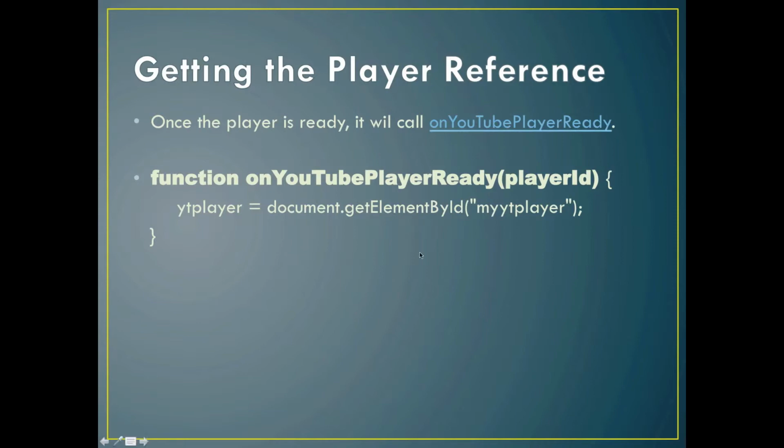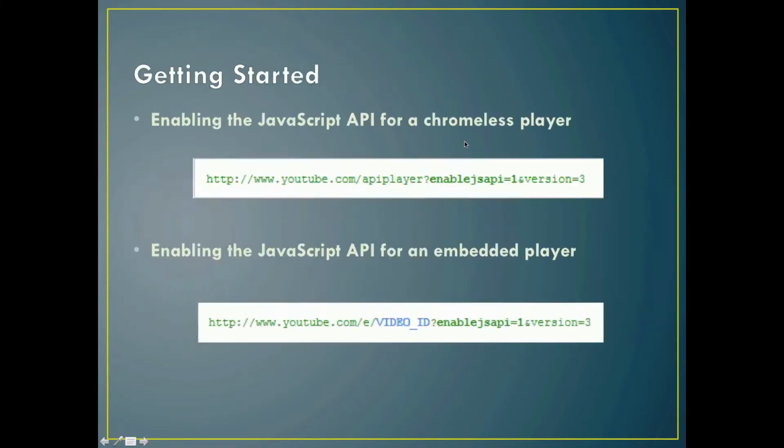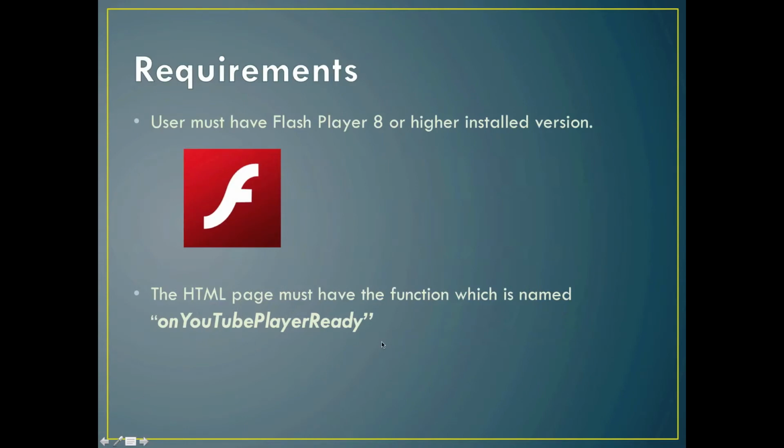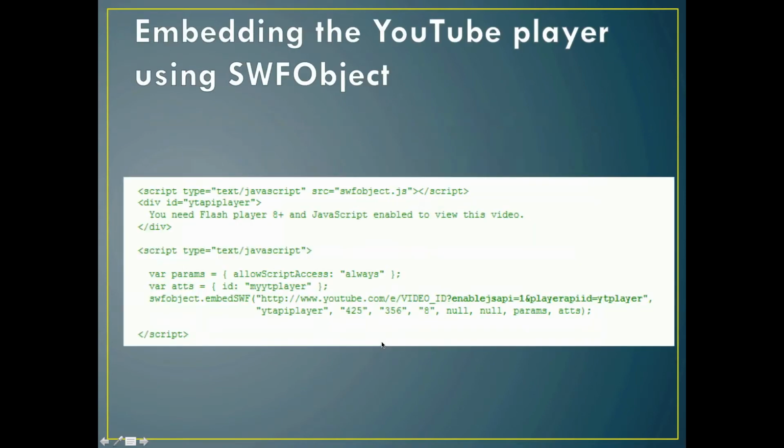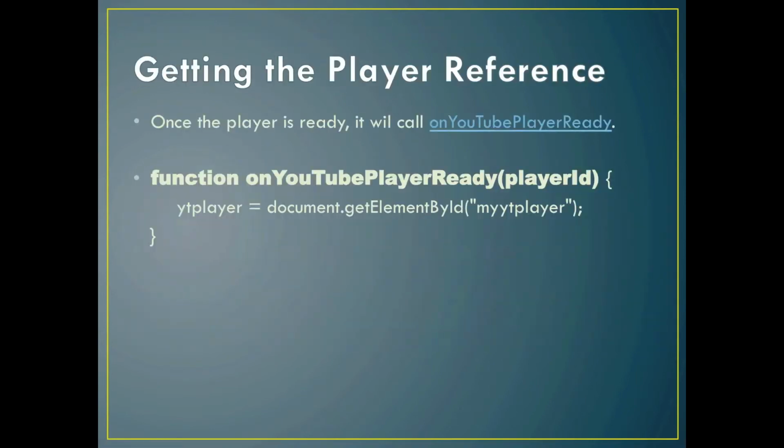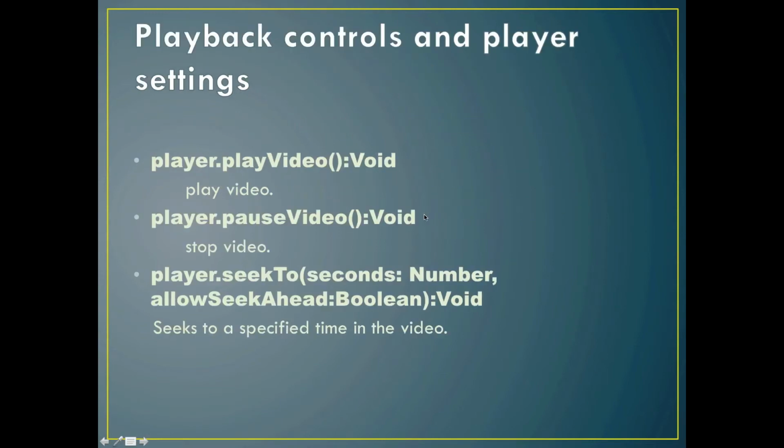Getting a player reference: once the player is ready, it will call onYouTubePlayerReady. I mentioned this function before. As I said, you must have this function in your YouTube code. If you put this function in your code and set the player to ytplayer, your video will be loaded in your browser and shown on your HTML page. So it's necessary.